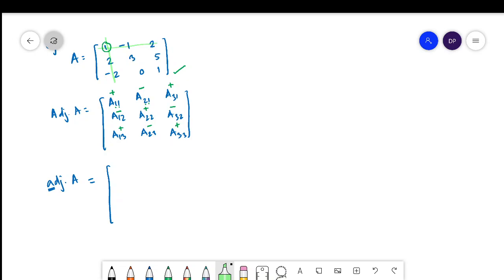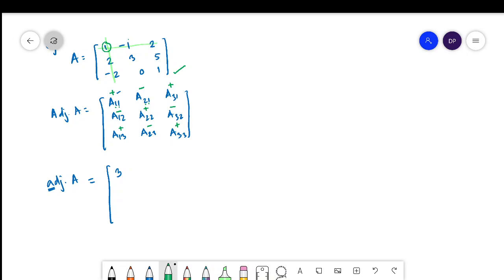So that is 3 times 1 is 3, minus 0 times 5 is 0. So here the cofactor of the first element is 3, and the sign is already positive. Right?